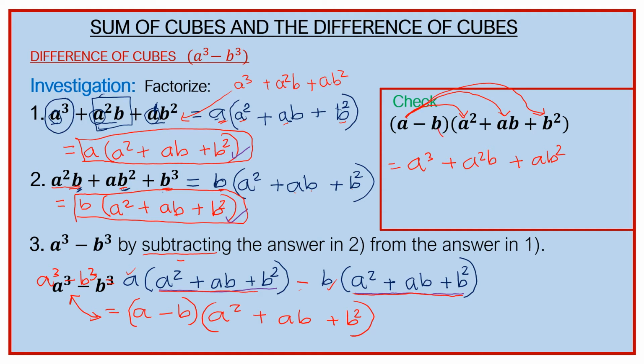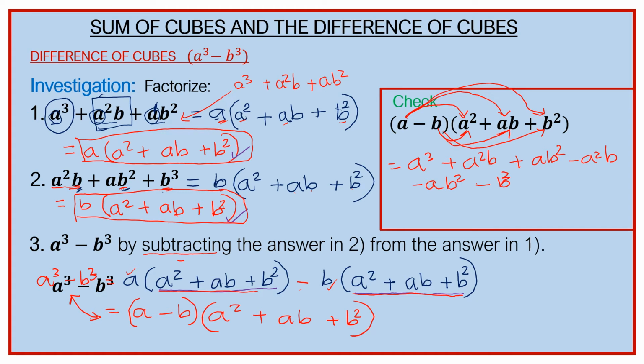Then we get minus b times a², we will get minus a²b. Then we get minus b times ab, we will get minus ab². Then we get minus b times b², that will be minus b³.